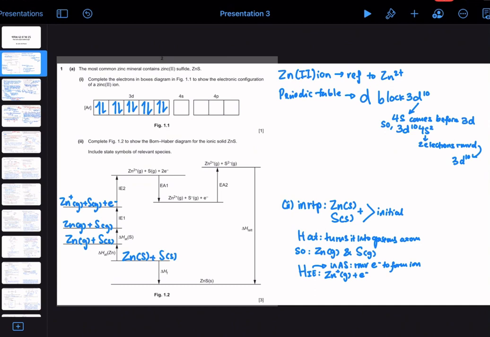After that, we have IE, or ionization energy. We have already learned this in AS, where you basically remove an electron to form an ion. So yeah, you have 2 ionization energies, so you're removing 2 electrons, and yeah, that sums up. Alright, next question.